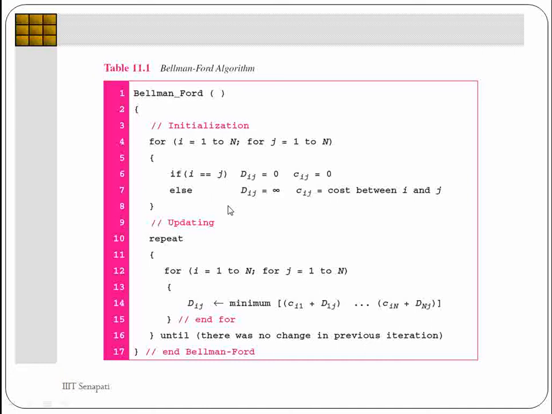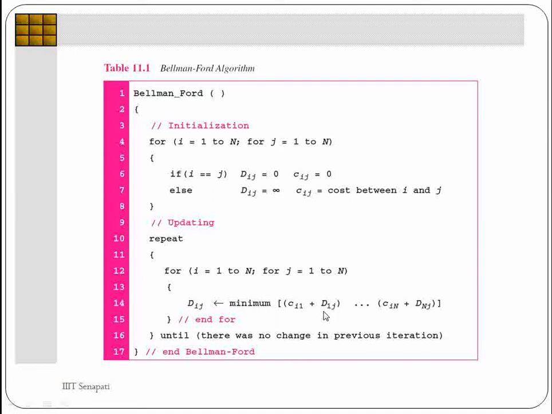Then we come to updating. We repeat something. Till when? Until there is no change from the previous iteration. In the previous iteration, whatever distance we got from i to j, if it doesn't change, then we stop. Till then, what we are going to do? For all the combinations of i and j, we keep the minimum distance. Okay?